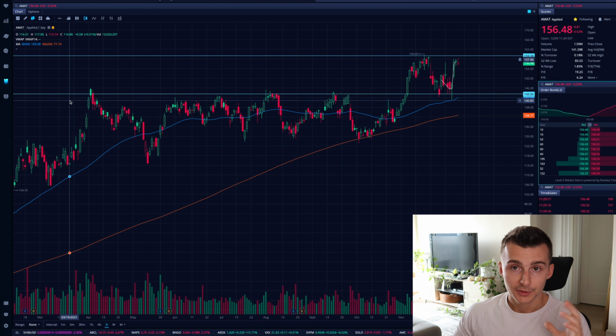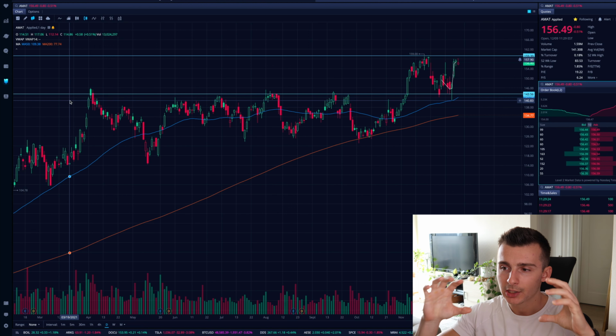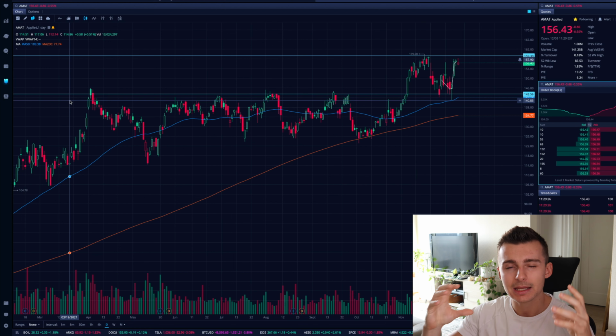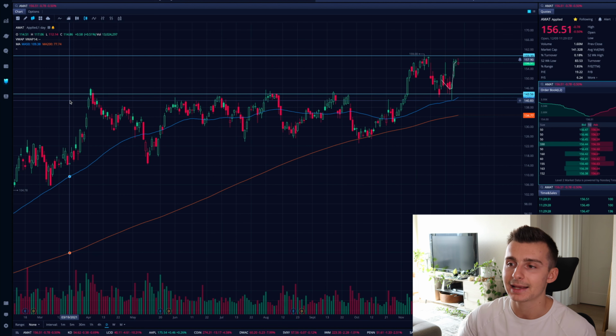So the 3-touch technique: if we can identify 3 touches to a price range, support or resistance, that will be a key area. That's an area we want to watch. That's an area we need to keep in mind as a key level.